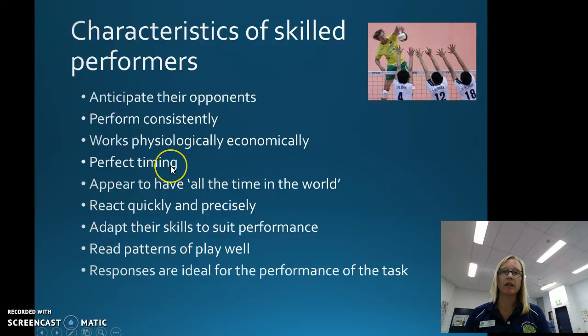You've got good timing, so you're able to track a ball well, for example. You appear to have all the time in the world, and that's because, generally speaking, of your ball tracking skills, depending on what sport you're playing. You're able to react quickly and precisely, so your thought processes have been fine-tuned over practice. You're able to adapt your skills to suit performance levels, so to suit your opponent or to suit conditions that you're under. You can read the patterns of play well, and your responses are ideal for the performance of the task.